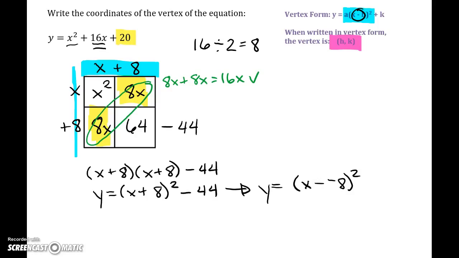And so now we can see what the h, or x coordinate, of the vertex is. Then we subtract the 44 that we had from the area model to make it equal to 20. Now we can see our vertex form and identify the vertex. The vertex for this equation would be (-8, -44). So when we write it as an ordered pair, we get (-8, -44). And that's how you find the vertex when you're given an equation in standard form.